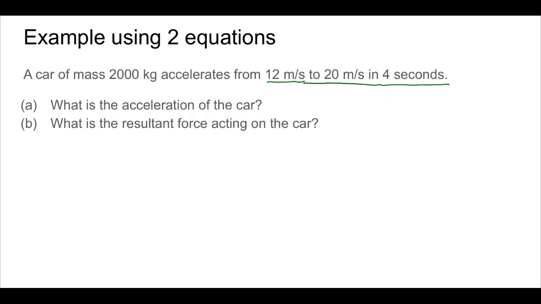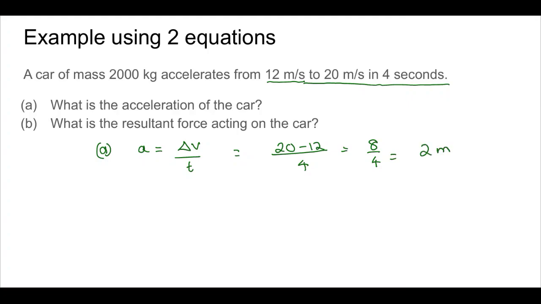Part A says, what's the acceleration of the car? Remember, the acceleration is the change in speed, which we sometimes show with that shorthand, the delta triangle sign. I think I showed you that last week. It's a short way of writing change. So it's change in velocity divided by the time. My change in velocity here is 20 minus 12, divided by 4. So that's 8 over 4, which is 2 meters per second squared.